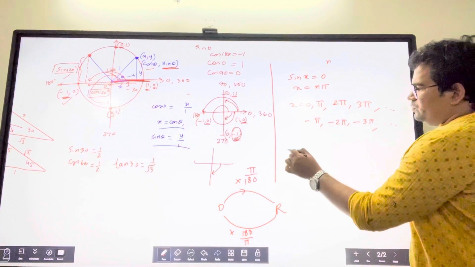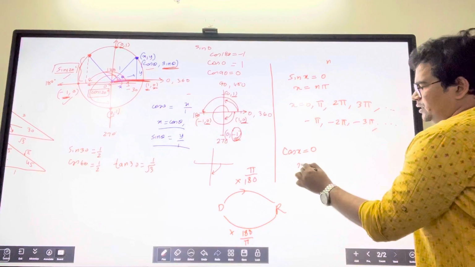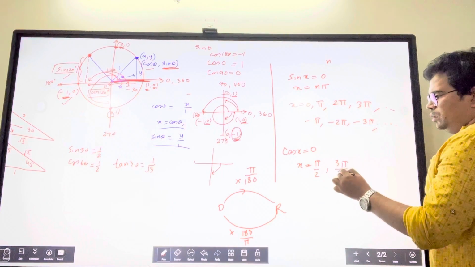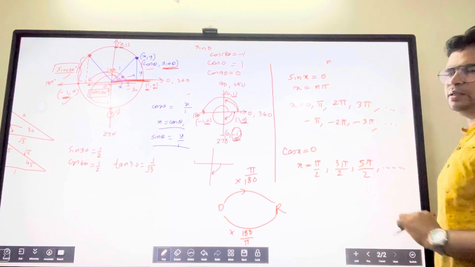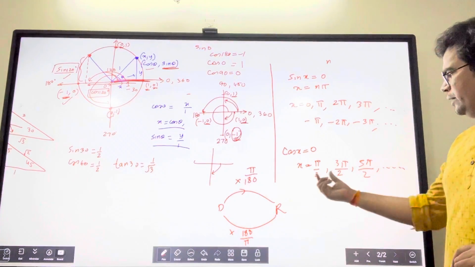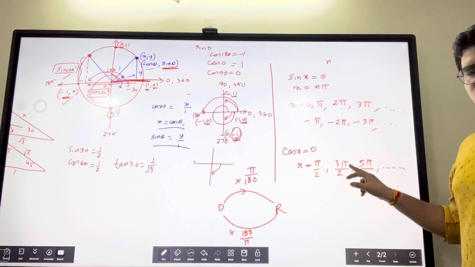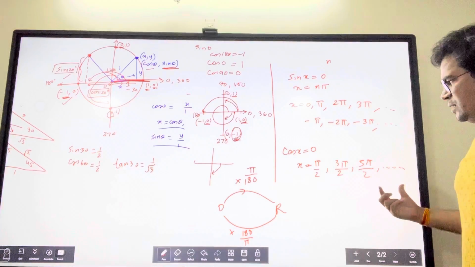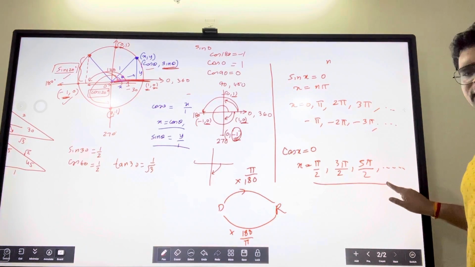Similarly, if you are solving cos x as 0, cos x is 0 when x is pi by 2, 3 pi by 2, 5 pi by 2. So all the odd multiples of 90. So 90, this is 270. Pi by 2 is basically, pi is equivalent to 180. So this is 270 and so on. The basic angles you're seeing here are nothing but the odd multiples of 90.